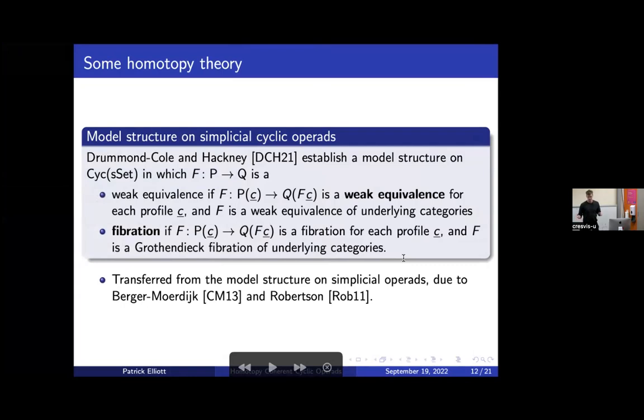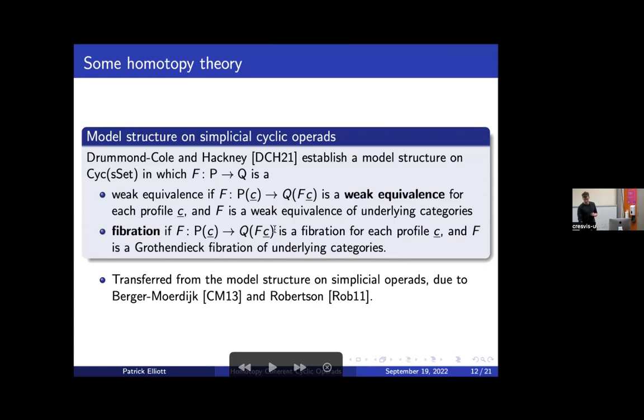So one other model for an infinityified version of cyclic operads is just to consider cyclic operads in the category of simplicial sets. The same definitions go through as we had in the initial one for sets, just with simplicial sets everywhere. And there's a model structure introduced by Drummond-Cole and Hackney, which is transferred from the model structure on simplicial operads, which is due to Berger, Moerdijk, and Robertson independently.